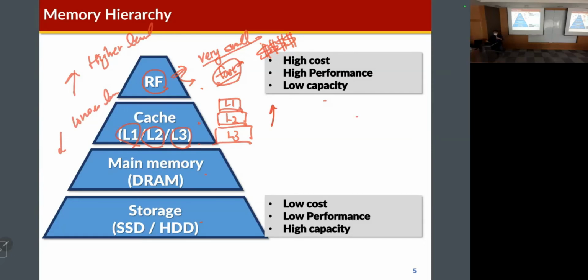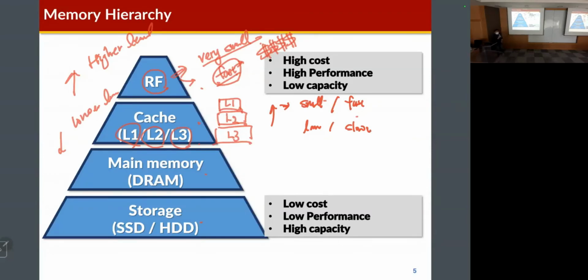I already explained that the level 1 cache is in the higher level of the memory hierarchy. This means the size is small because it's a higher level, but it's fast. The size of the level 3 cache is a little bit larger than the level 1 or level 2 caches, but it's slower than the level 1 or level 2 caches.